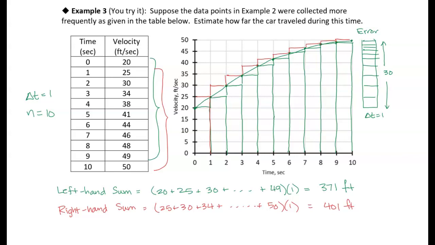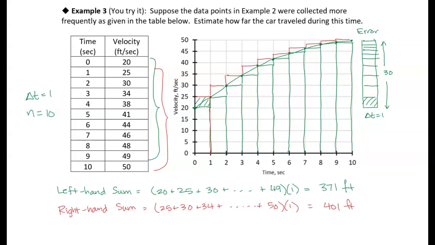Okay, so let's take a look at the error again. Now, all I've done is basically tried to copy these rectangles over. So, this rectangle is represented here. It's the difference between the upper estimate and the lower estimate. Okay, so in this case, because it's, again, an increasing function, the right-hand sum is an overestimate because the right-hand data point is always higher than the left-hand data point.